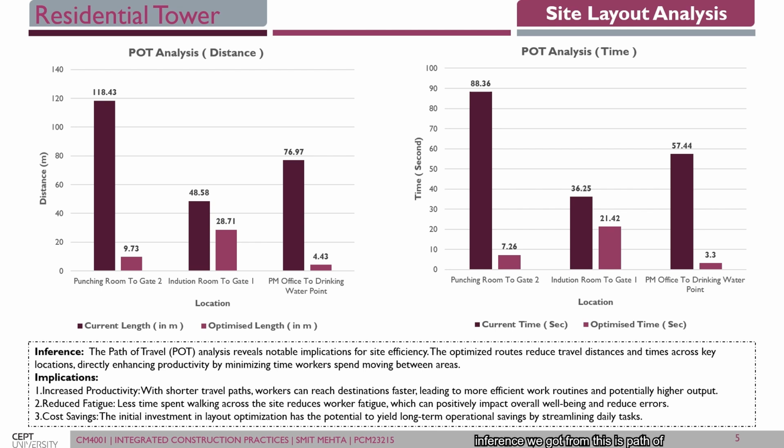So, the inference we got from this is that path of travel analysis reveals notable implications for site efficiency: optimized routes, reduced travel distance and time across the key locations, directly enhancing productivity by minimizing the time workers spend moving between areas. So, it is better to have nearby locations and drinking water points for the workers as well as the team, which reduces the unneeded waste of time on site.